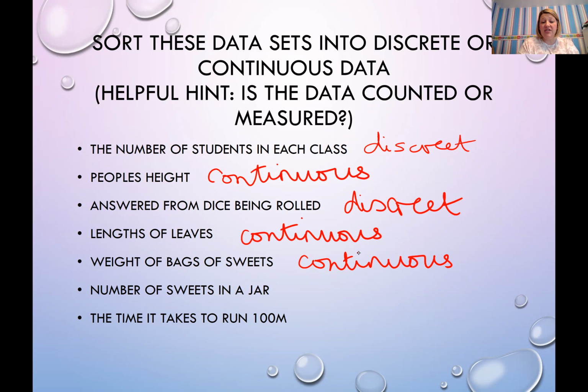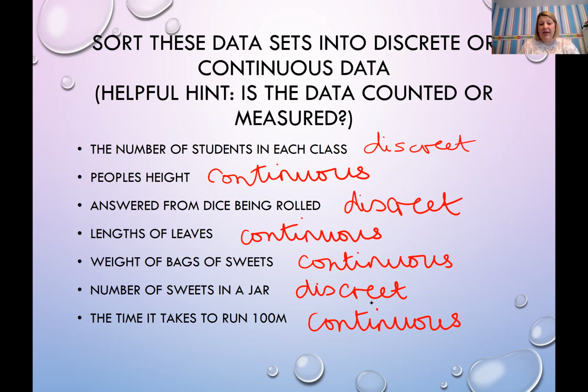The number of sweets in a jar, I'm going to count the number of sweets, so it must be discrete. And the time it takes to run 100 meters. Really sorry, I've just realized I've spelled discrete wrong. The time it takes to run 100 meters. So again, time is measured, so it's continuous. Apologize for my terrible spelling.